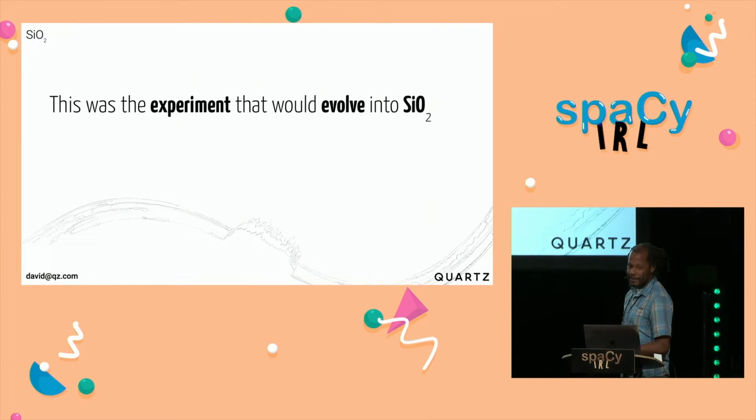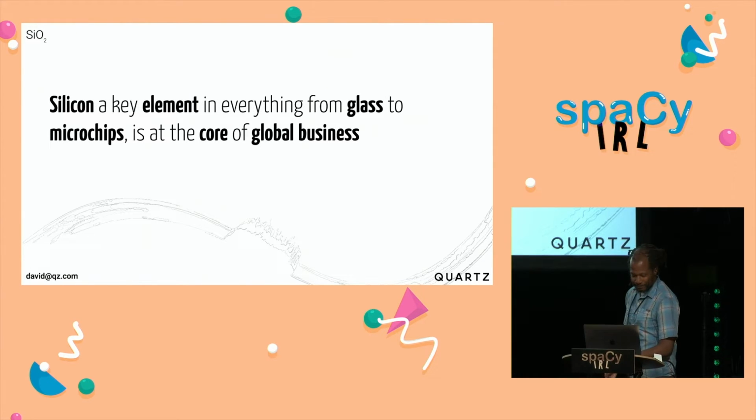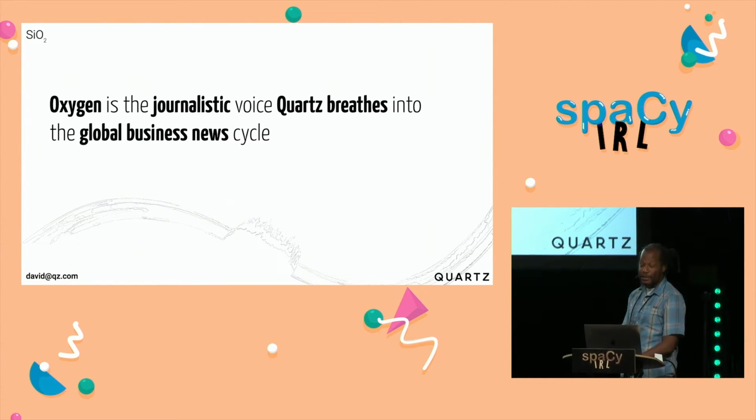Silicon dioxide is quartz, just for a quick connection. Silicon is a key element in everything from glass to microchips, so we consider silicon to be the core of global business. And then oxygen is the journalistic voice that Quartz breathes into the global business news cycle.